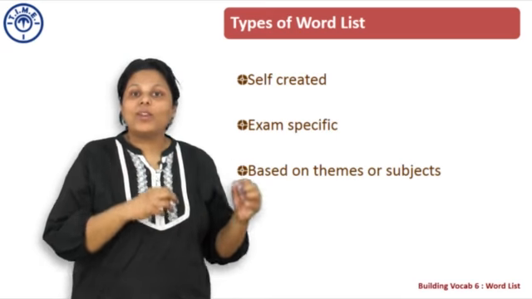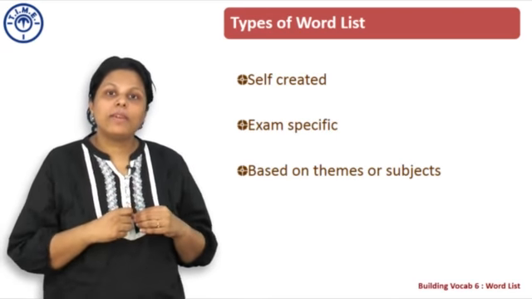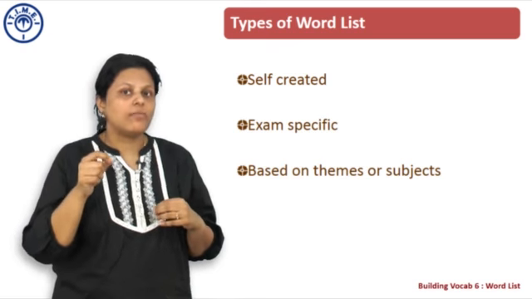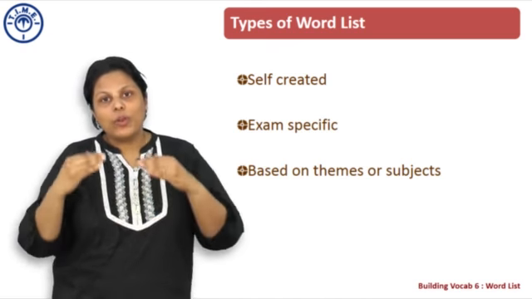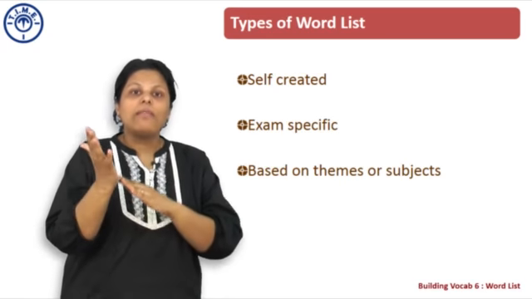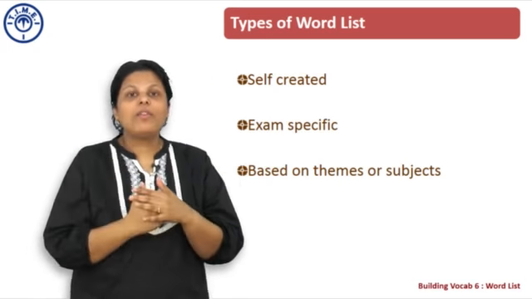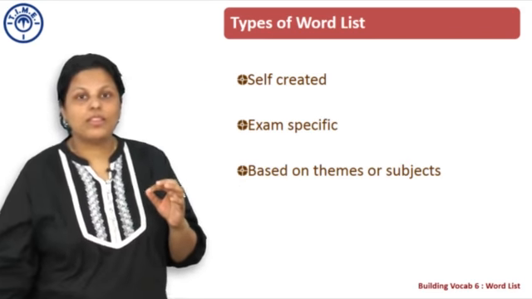So there can be a SAT word list, multiple exam specific ones, or sometimes a word list can be on a particular theme or subject. For example, if I am a lawyer, I would need a list of words related to the legal field, or rather a list of legal terms used in law. So there can be a word list for that. There can be a word list for medical terminologies. So there can be theme or subject based word lists.